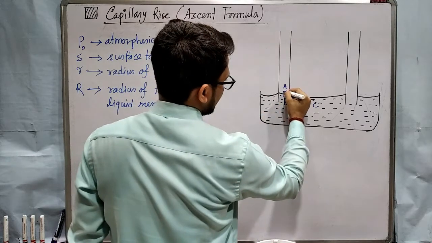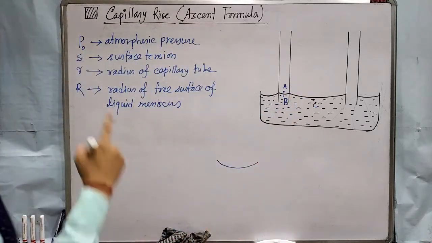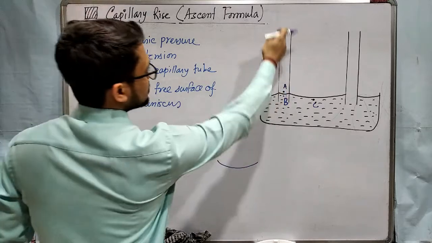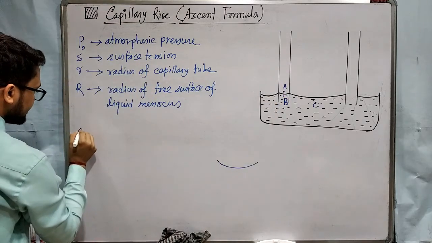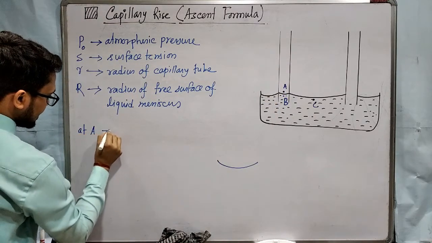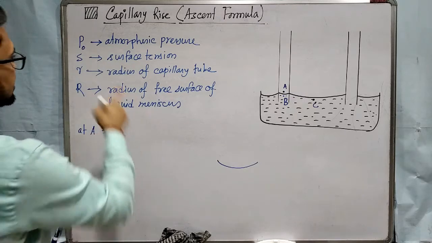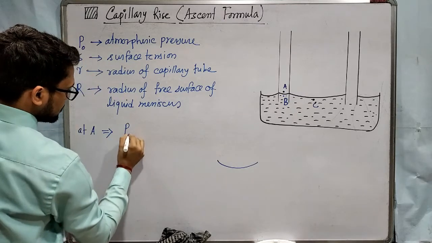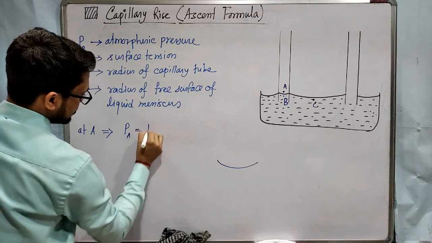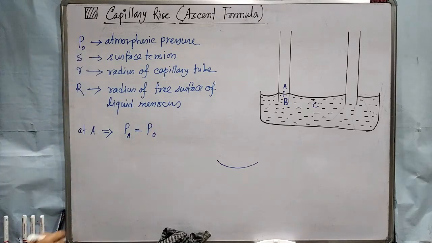So at point A, what will be the pressure? It is open to the atmosphere, so the pressure will be atmospheric pressure, P0. So PA equals P0 basically, right?